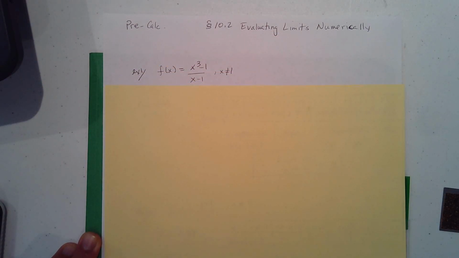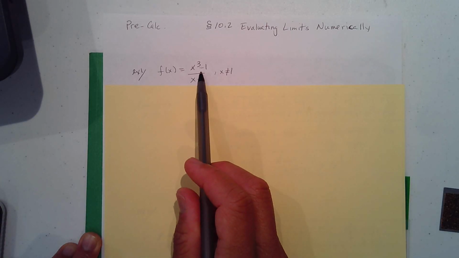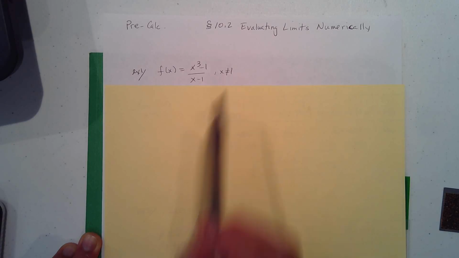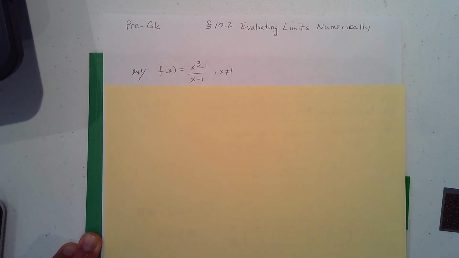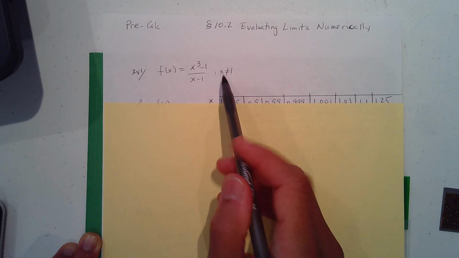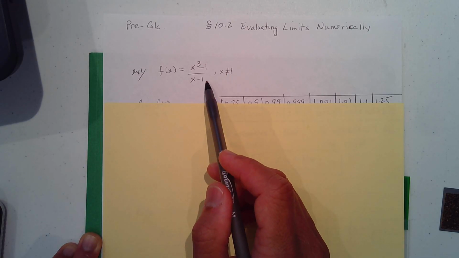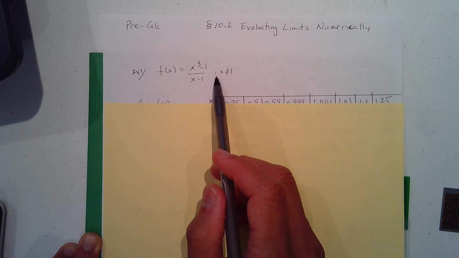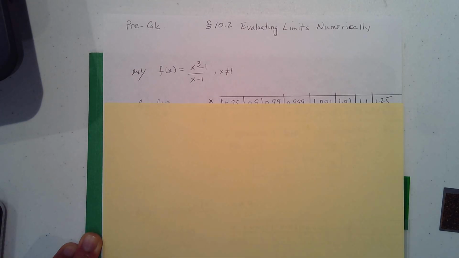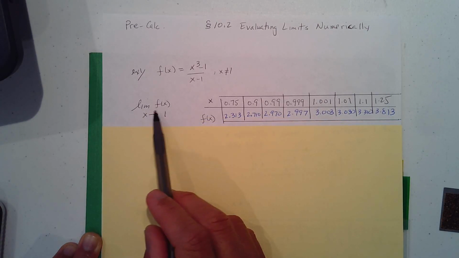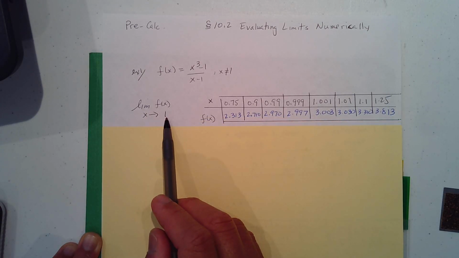So we have the function f of x equals x cubed minus 1 all over x minus 1. x cannot equal 1. What you're going to notice is if you put x equals 1 here, you're going to have a 0 in the denominator. That will be a removable discontinuity, which is what we discussed last semester. So here is the limit of f of x as x approaches 1.